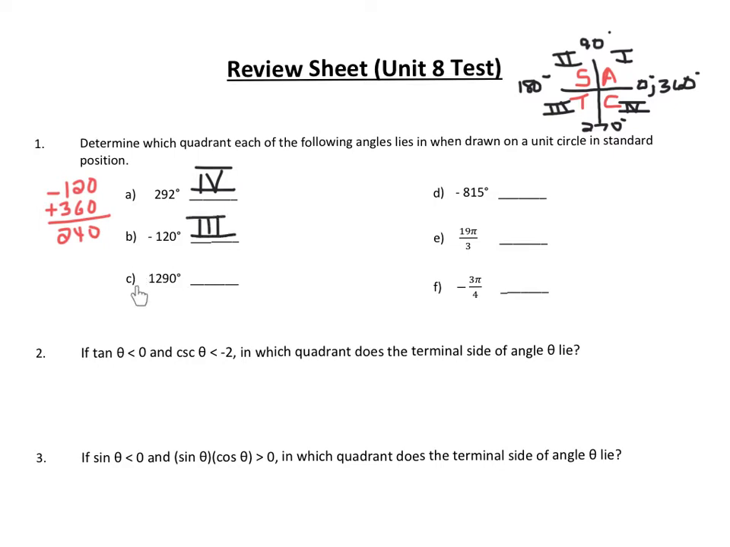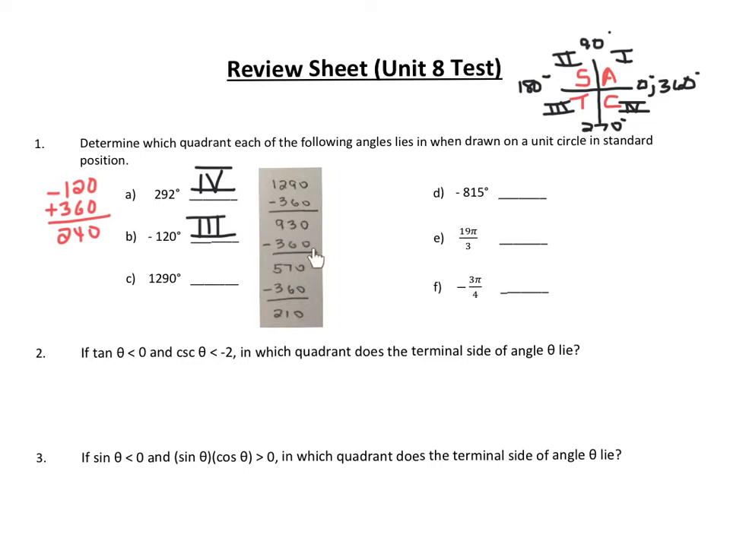Okay, in letter C, we're given a very big angle. So what we want to do is subtract off 360 as many times as we have to in order to find an angle that's between 0 and 360. So you could see what I did was I took the 1290 and I subtracted off 360. And it still left us with an angle that was too big.